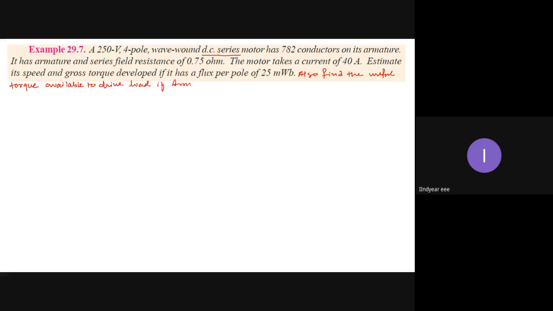if total armature losses, or if armature, iron and frictional loss, are 15% of armature power developed, or 15% of armature power developed.